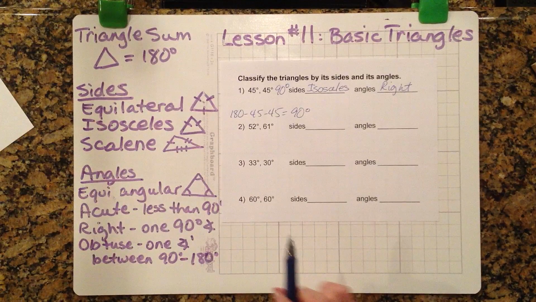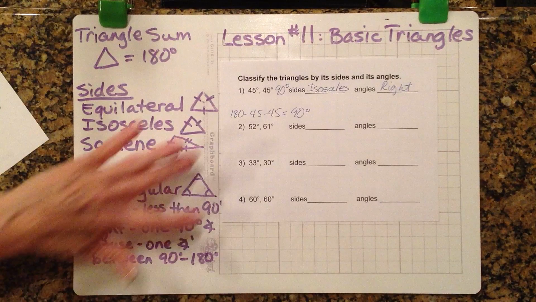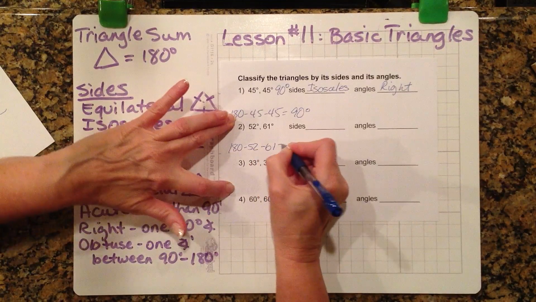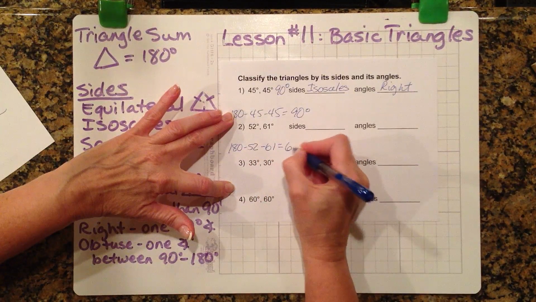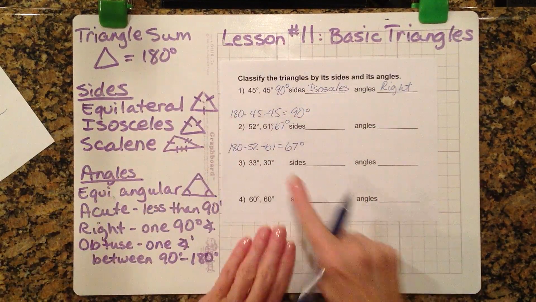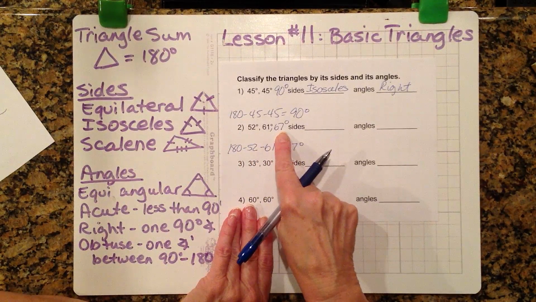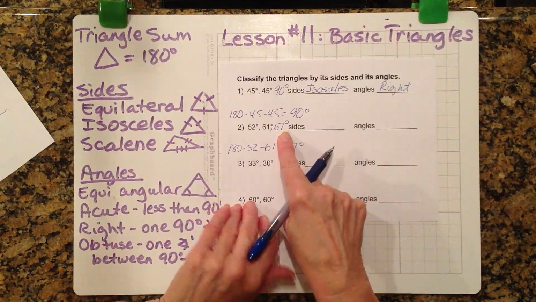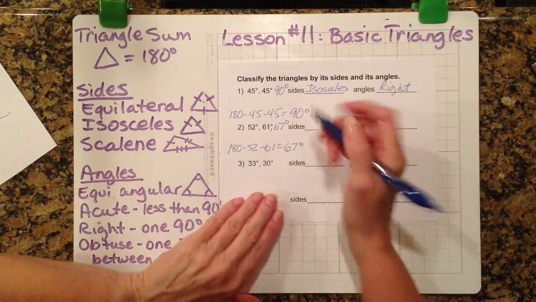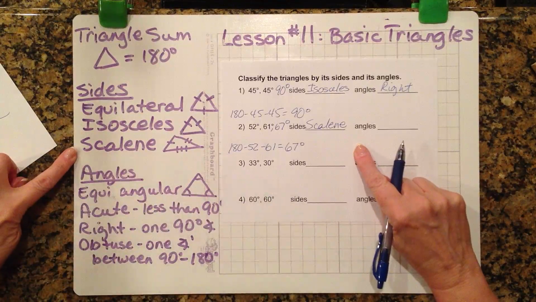Okay, let's go to number 2. I've got a 52-degree angle, a 61-degree angle. What's my third one? So go 180 minus 52 minus 61, and I get 67 degrees. So that third one is 67. So I've got 3 different angles. None of them are congruent. If I've got 3 different angles, that means I'm going to have 3 different sides. It's scattered. It's all different. So that's going to be scalene. According to its side, it's scalene.